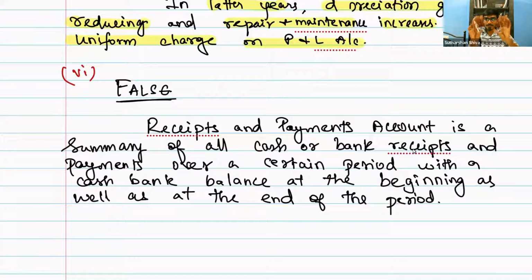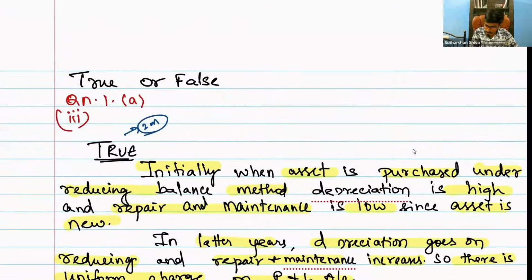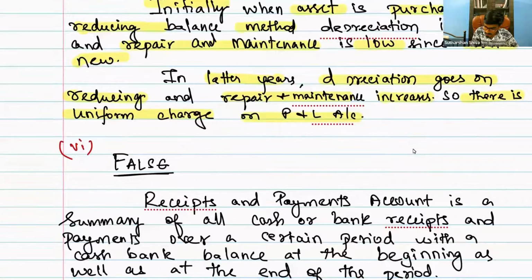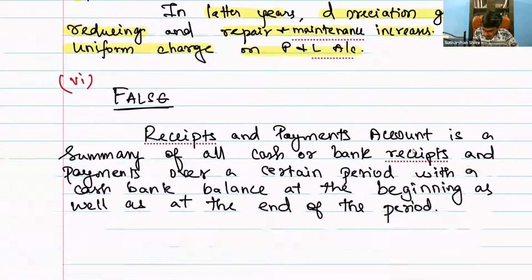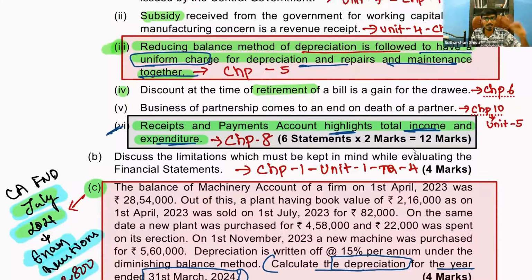Whatever I have written and presented, in the same way you can present it in your examination. Question 1A, 3, true. Question 6, false. Receipts and payments account is a summary of all cash and bank receipts and payments over a certain period. This is a keyword. With the cash and bank balance at the beginning as well as at the end of the period. If you want to add further points, it is prepared on a cash basis. Everything, if you want to add, you can add. Not an issue. Next, the first 2 questions we have solved, which are not there in your material.